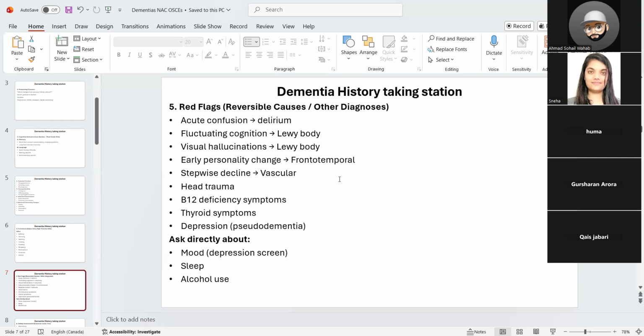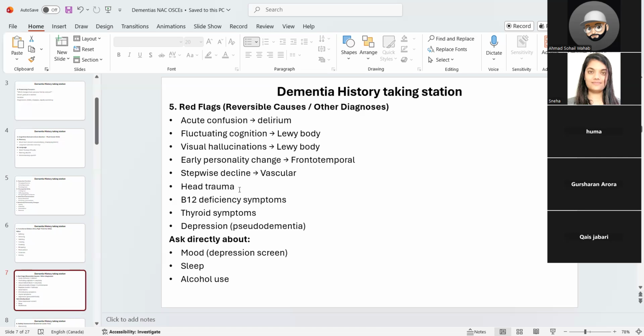Personality changes. Is there any change in their personality? Have they become hypersexual, or any type of change in their personality? Think of frontotemporal dementia. Stepwise decline. Like I said earlier, steady, sudden decline, then steady, then sudden decline. That's vascular dementia. Ask for head trauma in the past, which can increase the risk of an organic cause of forgetfulness.